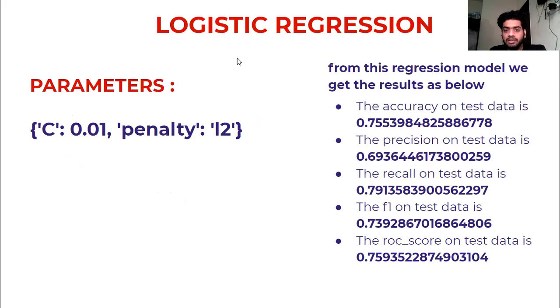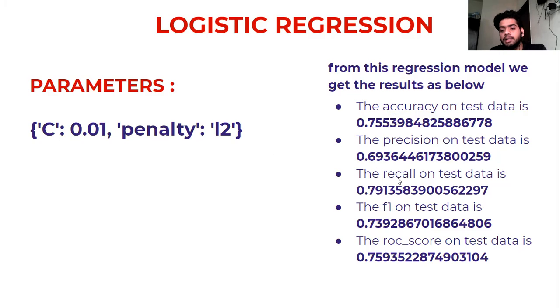First we perform logistic regression, and after that we do hyperparameter tuning, and we get the best parameters: C is 0.01 and penalty is L2. Based on these parameters we get our results. From this regression model, the accuracy is 0.75, precision is 0.69, recall is 0.79, F1 score is 0.73 and ROC score is 0.75.